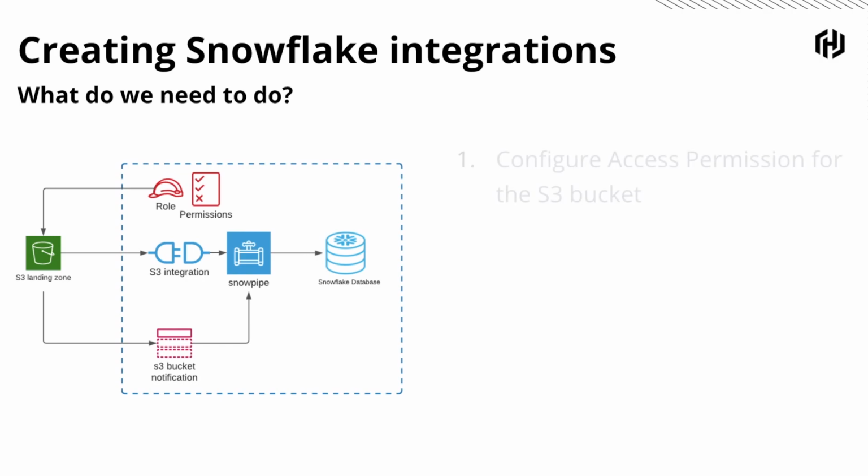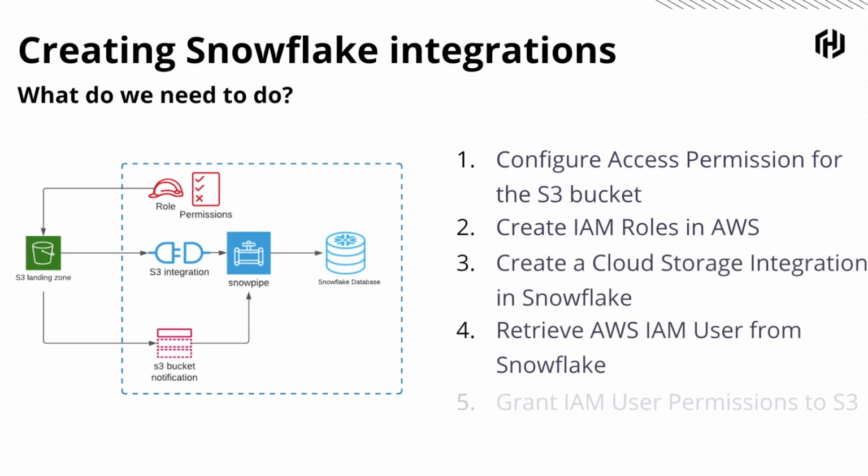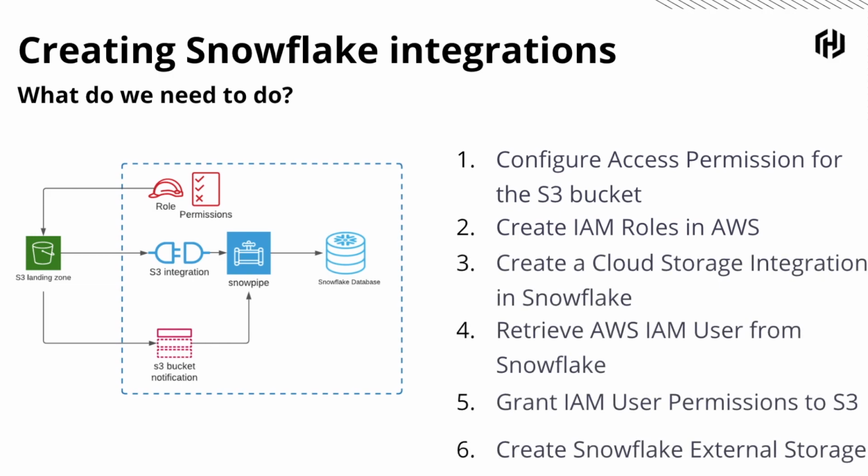To set this up, we needed to configure access permissions for the S3 bucket. We needed to create IAM roles in AWS, create a cloud storage integration in Snowflake, and then go and retrieve the AWS IAM user from the Snowflake account, and then grant that IAM user permissions to access the bucket in AWS, and then finally create the external stage.